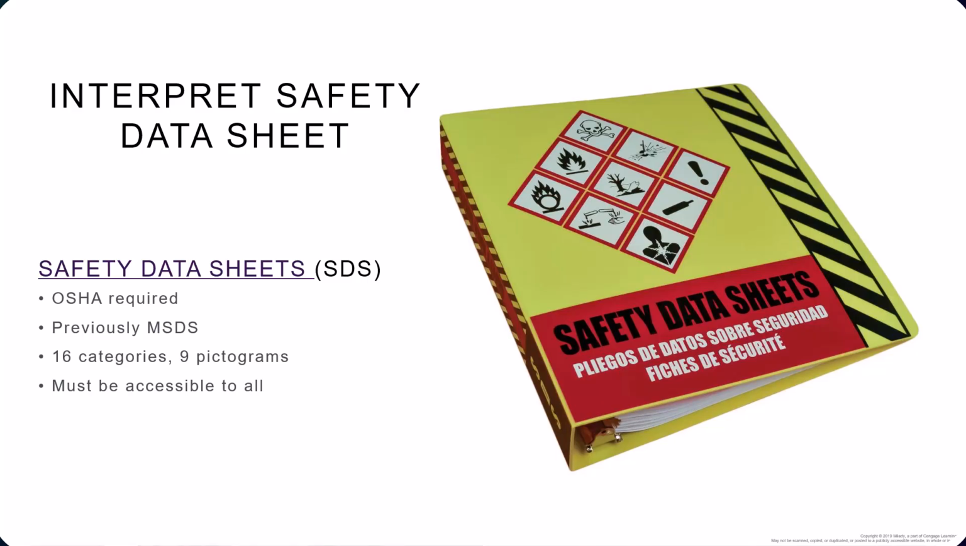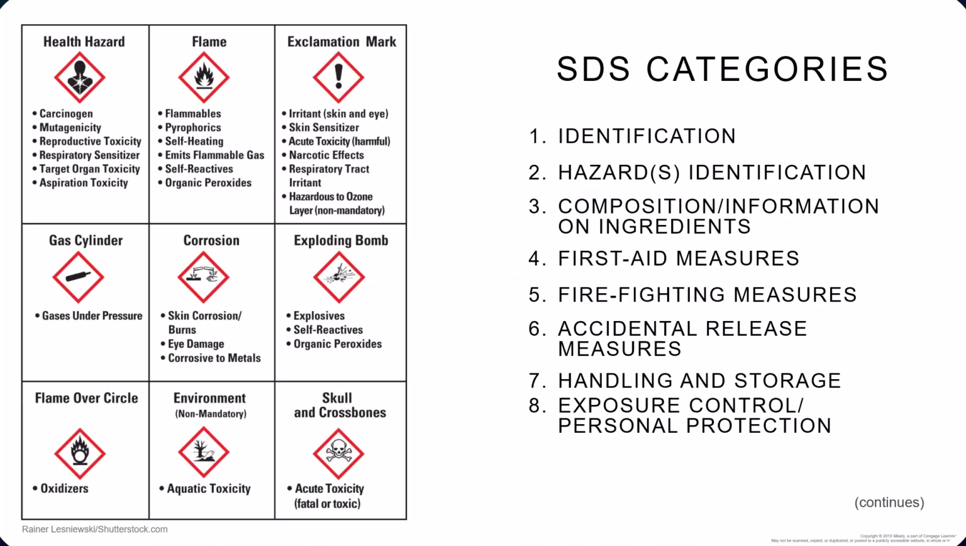Having safety data sheets available for every chemical used in the salon is a requirement for OSHA, and additionally, it's required that all safety data sheets be immediately available to all employees, so storing them on a computer that only managers can access or keeping them in a locked office cabinet is not acceptable. For the safety data sheet categories, there is number 1, identification, which includes the name of the product and contact information for the manufacturer or distributor, and it also contains recommended use and restrictions on the use.